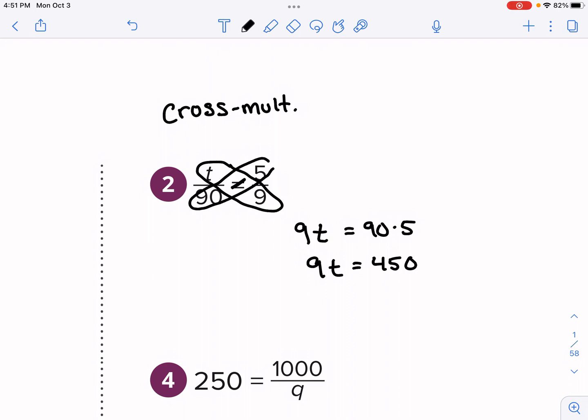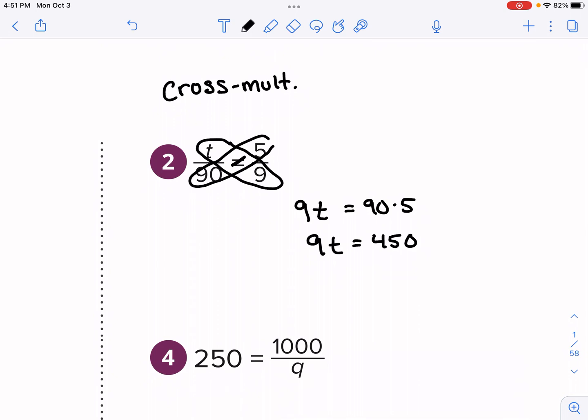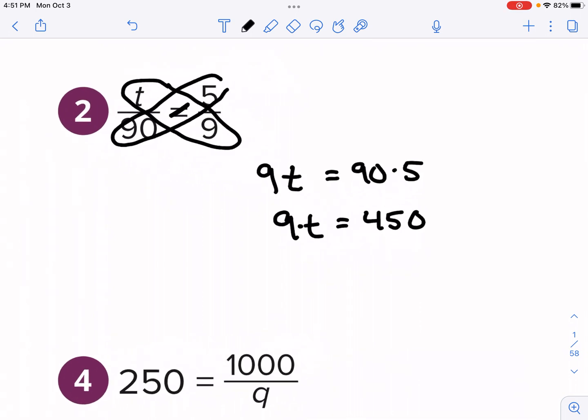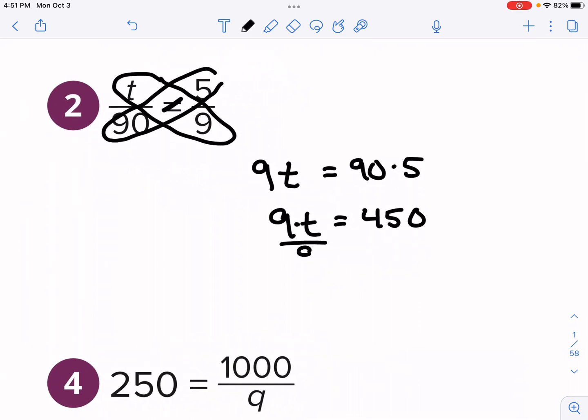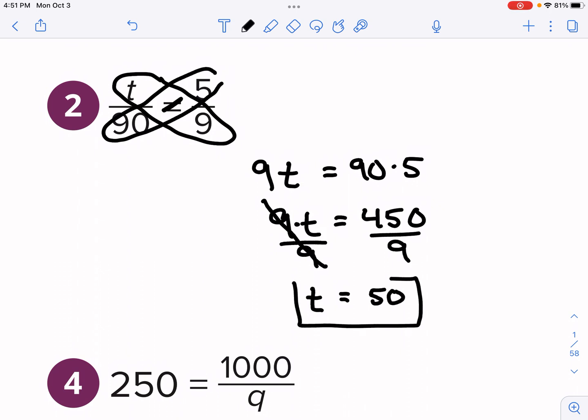In order to solve for t, 9 is multiplying. I'll put a dot there. So you'll have to divide both sides by 9. 9 divided by 9 is 1 t or just t. And 450 divided by 9. You could just think about what is 45 divided by 9. That is 5. We actually just did that. So t is equal to 50.